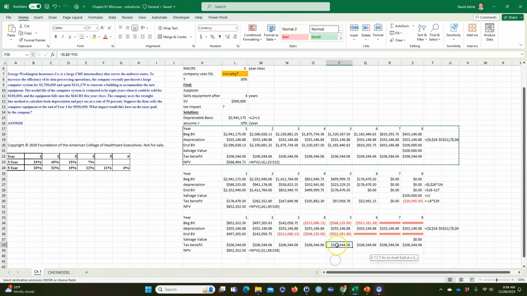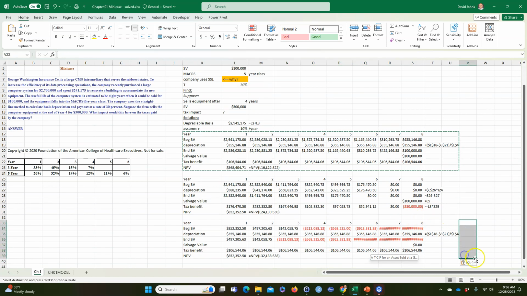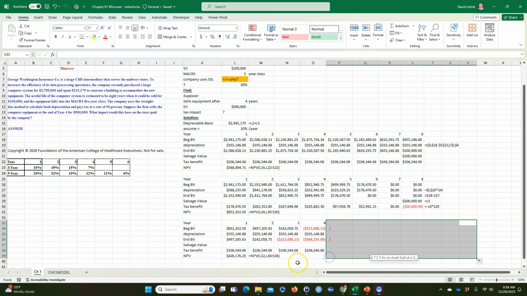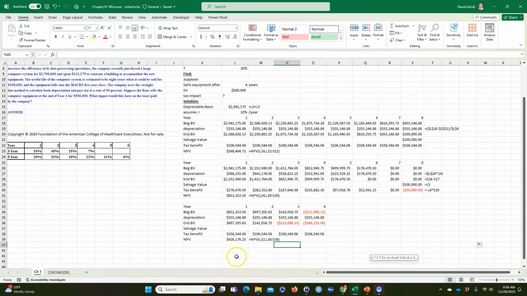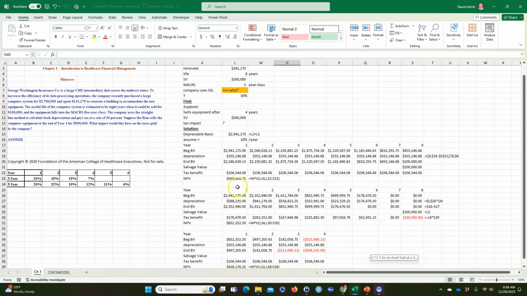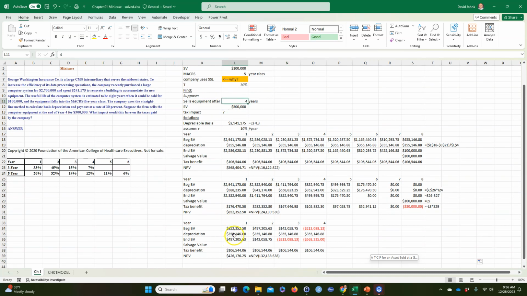So now it's only to 4 years, right? So I'm going to get rid of all this stuff. I'm just going to copy blank cells over. And so now we're going to say, all right, so we know we're going to sell it after 4. So now my depreciation is going to be equal to, oh, by the way, the beginning balance, we got to make sure this is right. It's equal to my depreciable basis, right?